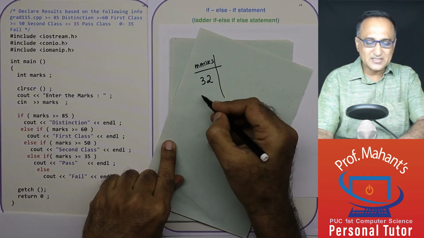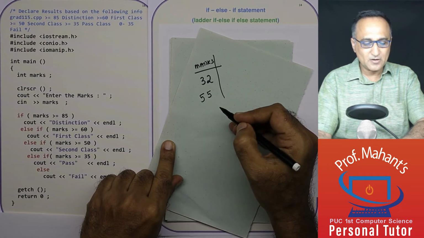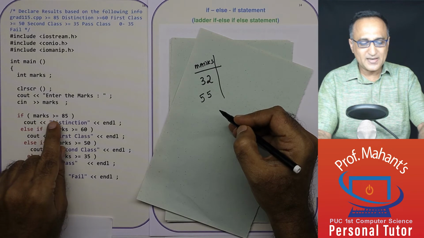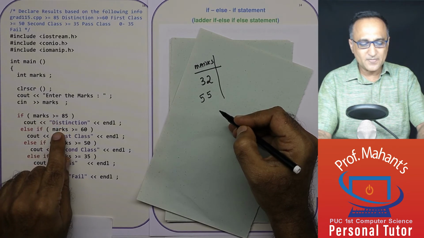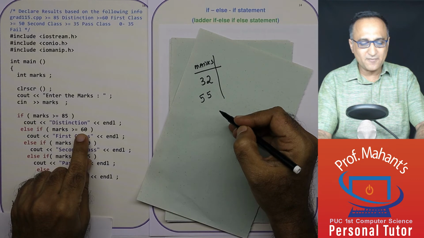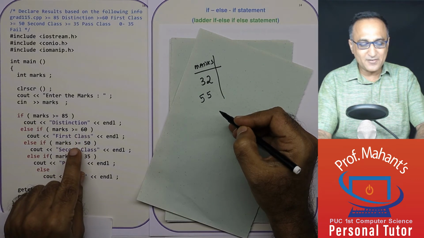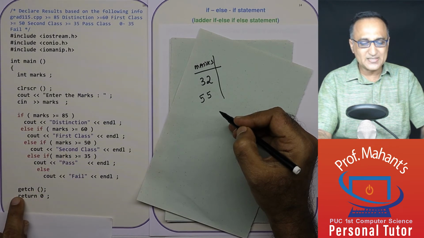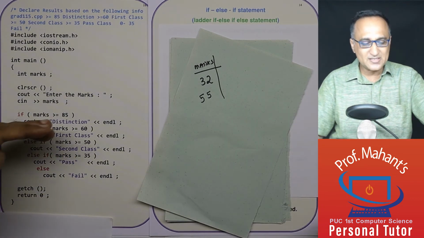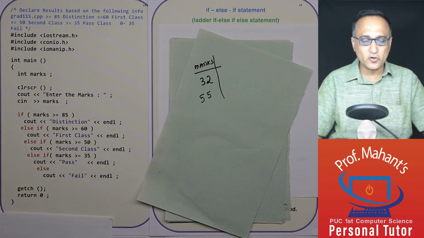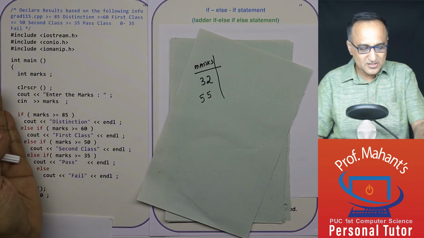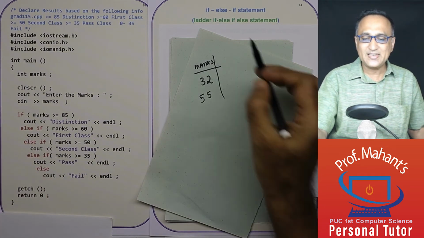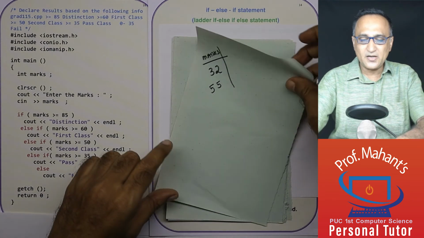Now let's give marks, let's say 55. Marks is 55. 55 is greater than or equal to 85, false. 55 is greater than or equal to 60, false. 55 is definitely greater than or equal to 50, so it will print second class and come to getch. The moral of the story here is at the most one of these statements is going to be executed. If you see, this is almost slanted and looking like a ladder. That's why it is also called the ladder if else if statement.